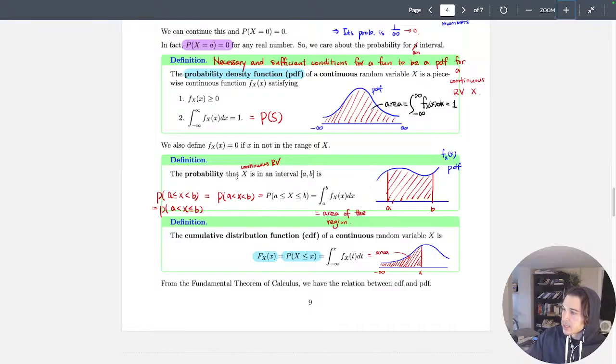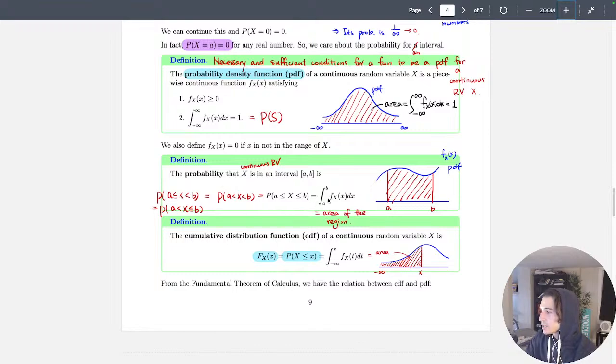So the probability that a continuous random variable X is in an interval a to b is P(a less than or equal to X less than b), which equals P(a less than X less than or equal to b), which equals P(a less than X less than b), which equals P(a less than or equal to X less than or equal to b). These are all the same because there are no real true points in a continuous space.